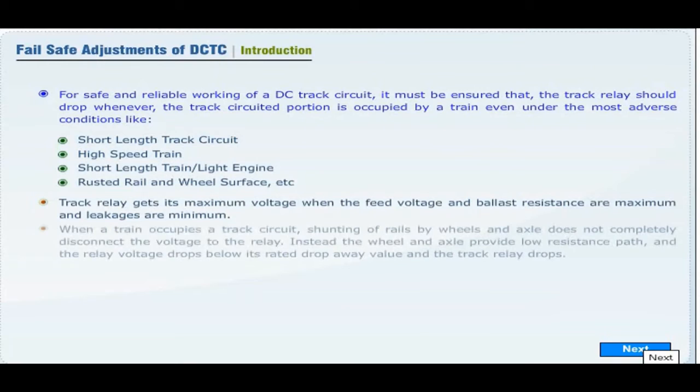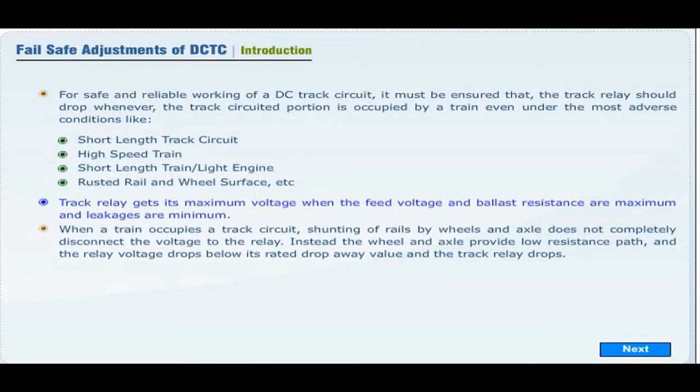For safe and reliable working of a DC track circuit, it must be ensured that the track relay should drop whenever the track circuited portion is occupied by a train, even under the most adverse conditions like short length track circuit, high speed train, short length train or light engine, rusted rail and wheel surface, etc.